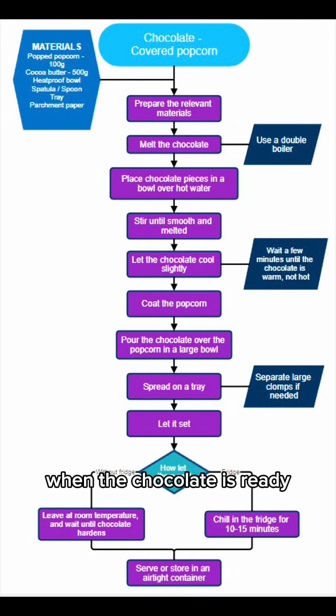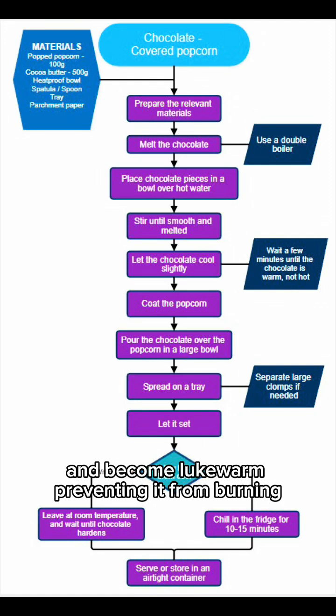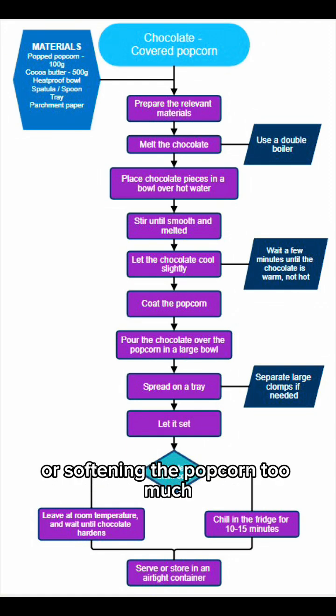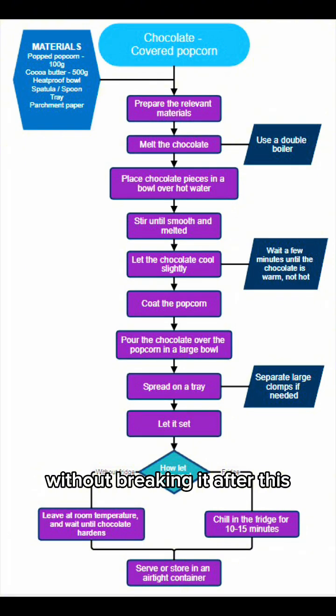When the chocolate is ready, let it rest for a few minutes to cool slightly and become lukewarm, preventing it from burning or softening the popcorn too much. Then, in a large bowl, pour the chocolate over the popcorn and gently mix with the spatula to ensure all the popcorn is evenly coated without breaking it.